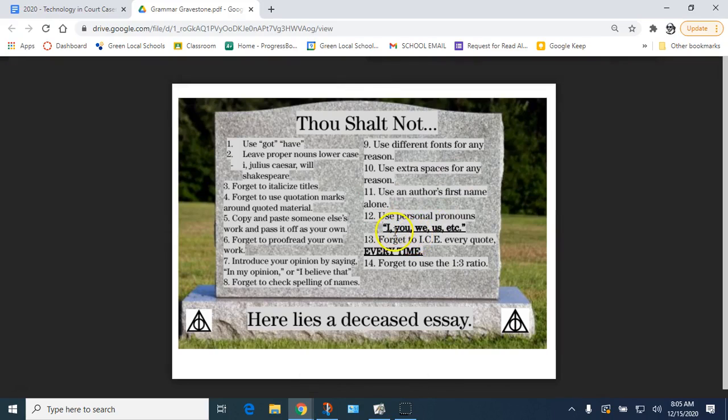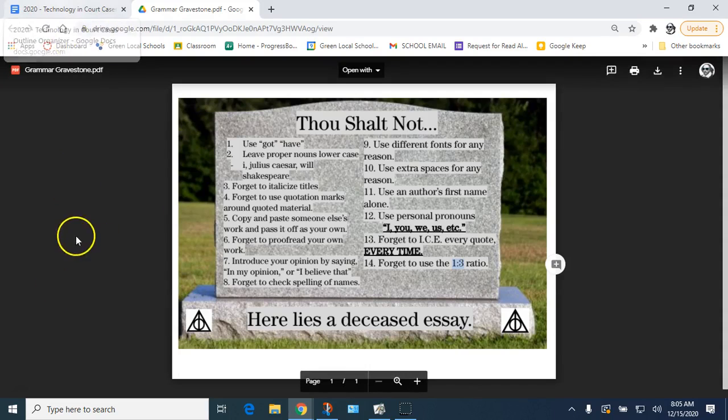If you use pronouns like "you," I'll send it back. If you don't introduce, cite, and explain your quote every time, I'll send it back. If you don't use the 1-to-3 ratio, all of these things, before I even get into the content of your essay, these are the things that I look at. Okay, that concludes our video. If you have questions, please ask.